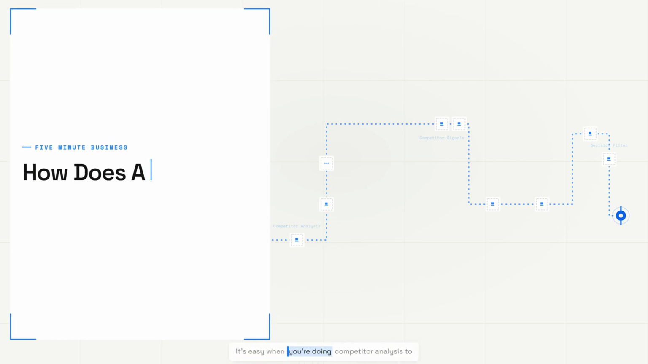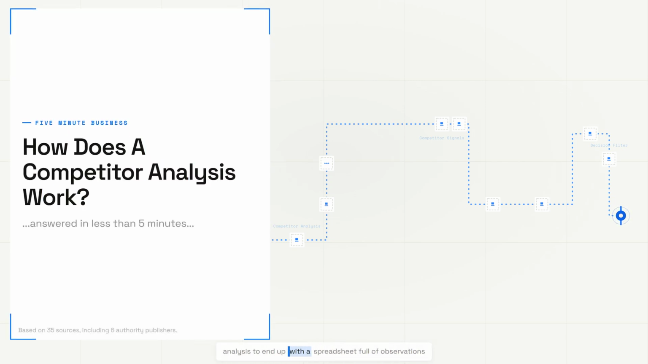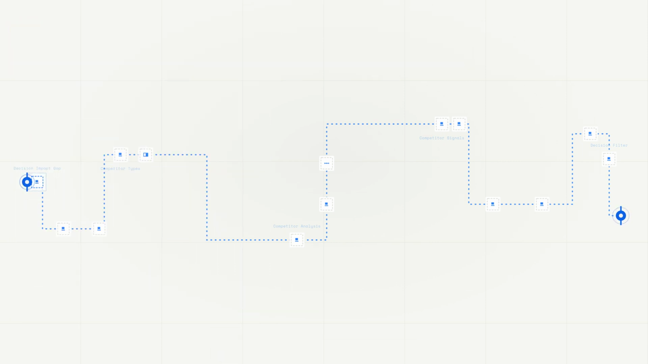It's easy when you're doing competitor analysis to end up with a spreadsheet full of observations and no idea what to do with it. The problem isn't the research, it's that you'll never reach a decision layer.